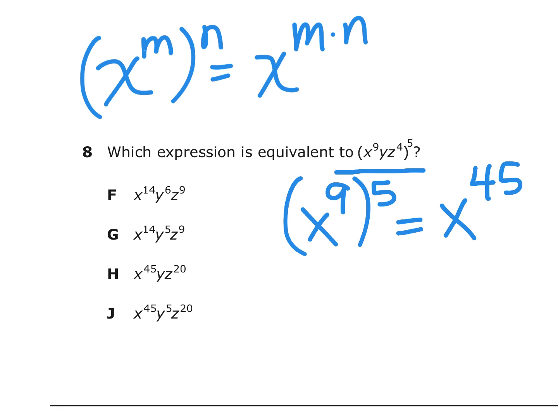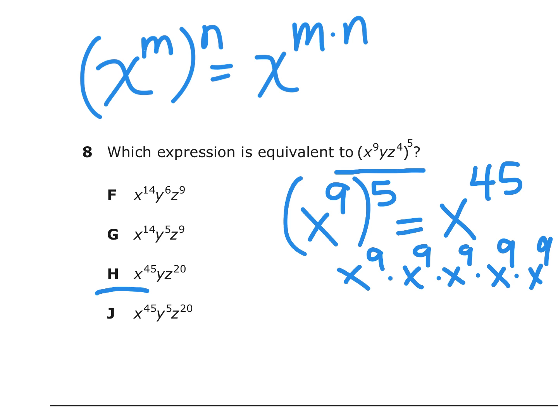Because what you have here is x to the 9th, 5 times. If I was to write that 5 times, you see that what we really have is 9 added 5 times. 9 times 5 is 45. So I need an answer that has x to the 45th power. It could be H or it could be J, but it cannot be F, and it cannot be G.